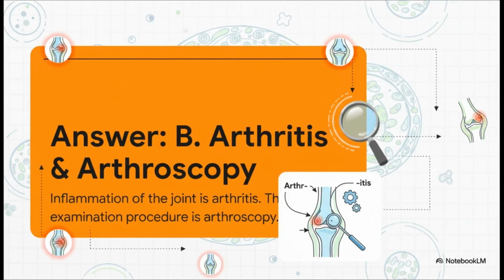Ready? The correct answer is B, arthritis and arthroscopy. Let's quickly go over why. The keywords in the problem were joint inflammation, that's arthritis, arth plus itis, and the procedure was a visual examination of the joint, that's arthroscopy, arthro plus scopy. See how it fits perfectly? Arthralgia would just be pain without the inflammation, and an arthrogram is the picture, not the actual procedure.